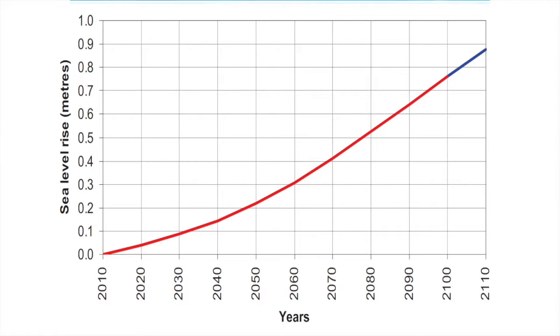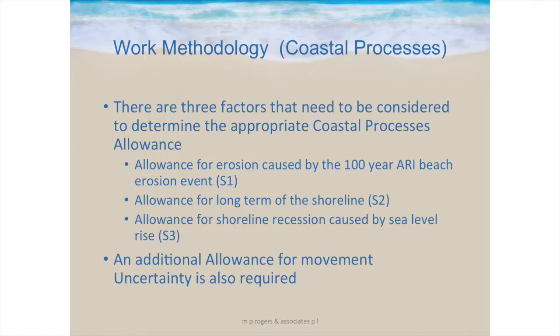Just in terms of inundation, the key thing is that for Geraldton, when we're looking at the severe events, they're dominated by cyclone events. In terms of coastal processes, as I've said, there are a few things that we need to consider. So we consider an allowance for storm erosion.